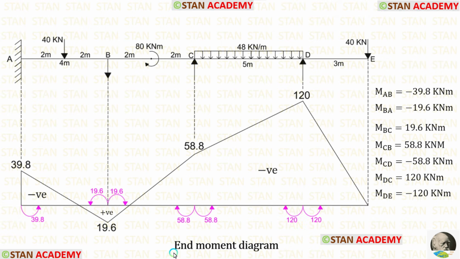Now let us make the end moment diagram. In the direction of the moments, we have to make the diagram. If the end moment diagram comes above this line, that will be negative. If it goes below the line, that will be positive. So here and here it is negative and here it is positive.